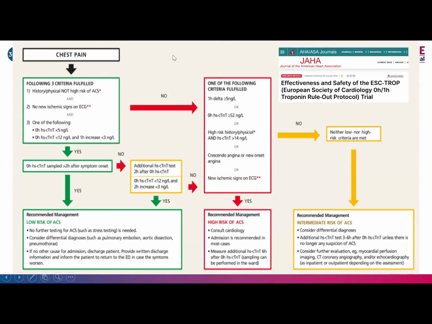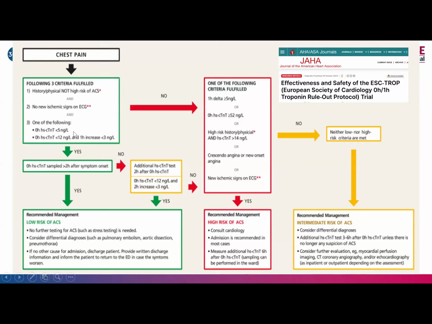All right, so here is the guideline that is given. A patient has come with chest pain. Whether there is a history or physical examination suggestive of ACS, and whether new ischemic signs are present on the ECG or not. And the baseline troponin levels, whether it is less than 5 nanogram per liter or less than 12 nanogram per liter, and after 1 hour the increase is less than 3 nanogram per liter.